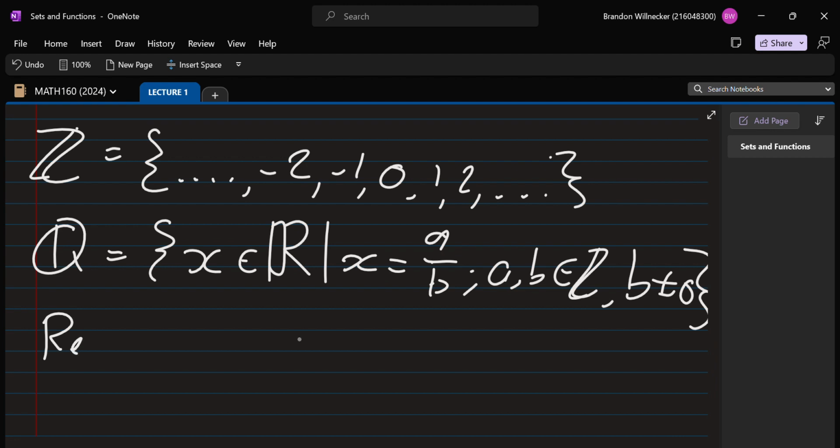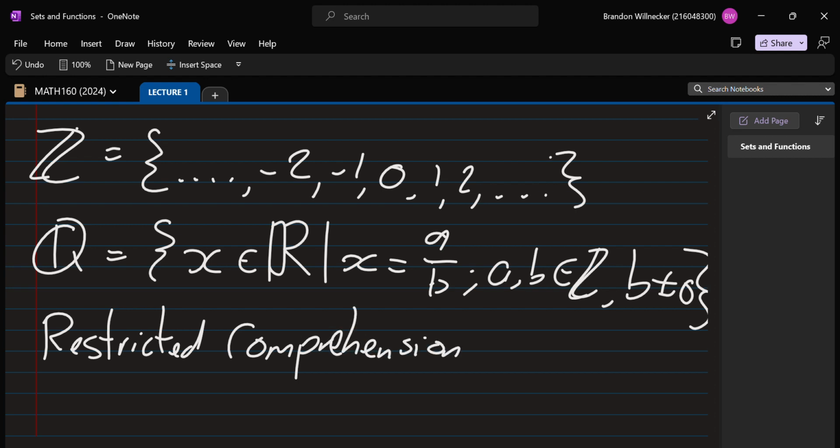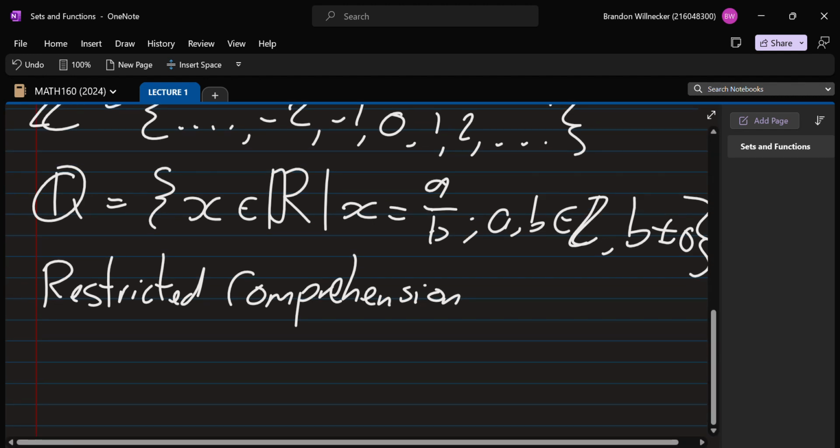So this is restricted comprehension. Whenever I use that term, I'm referring to the fact over there, where we take a larger set and add some rule to get a smaller set. All the elements in the smaller set follow that rule that's on the extreme right there.